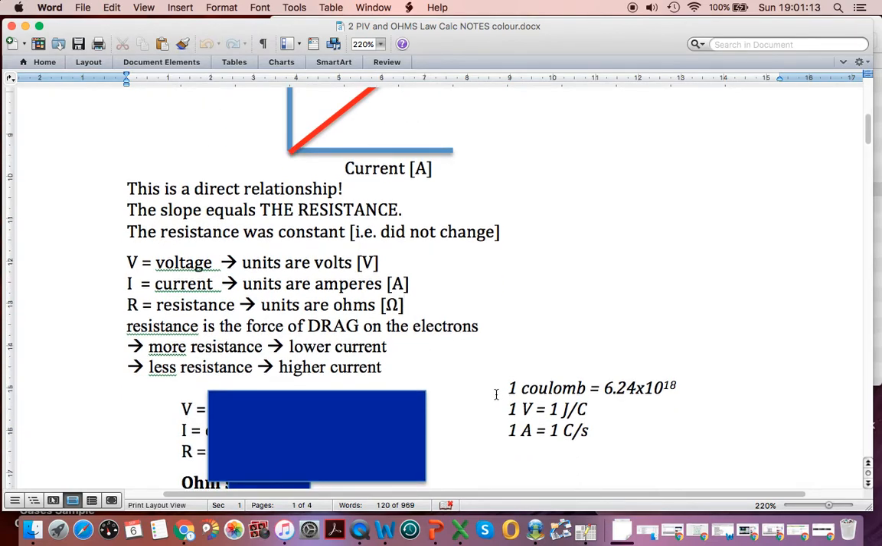So the point of this is, if we increase the resistance, we're going to have less current. It's going to be harder for electrons to flow. And if we have less resistance, we're going to have a higher current because it's easier for them to flow.